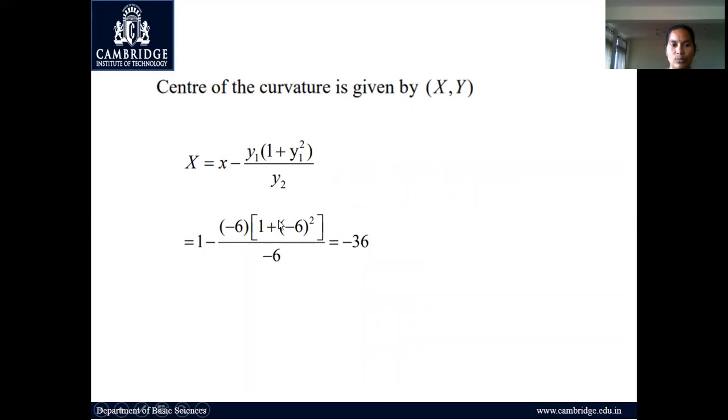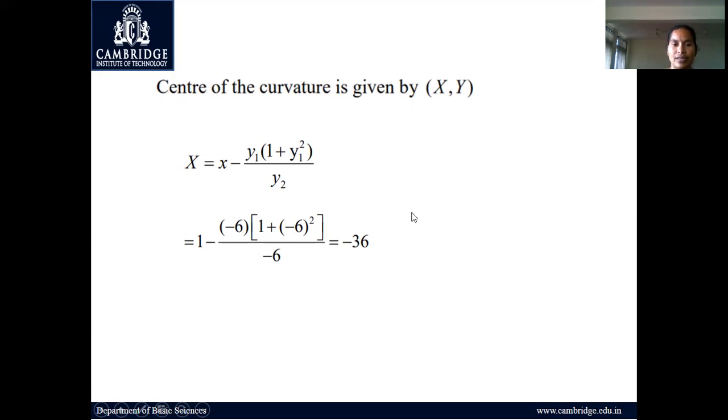Minus 6 into 1 plus, as y1 is minus 6, whole square divided by minus 6. So if you simplify this, what will you get here? 36 plus 1 is 37. Here minus into minus is plus, but here we have the negative sign. 6 gets cancelled. So 1 minus 37 will give minus 36. So for the center of curvature, for the first point we got capital X as minus 36.